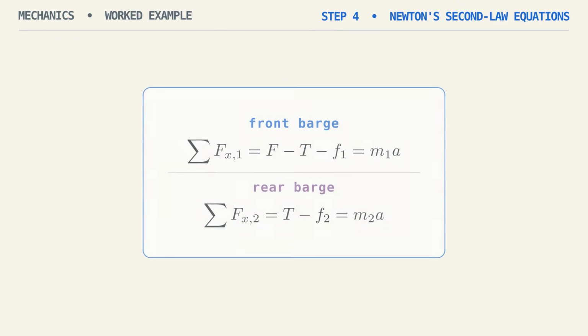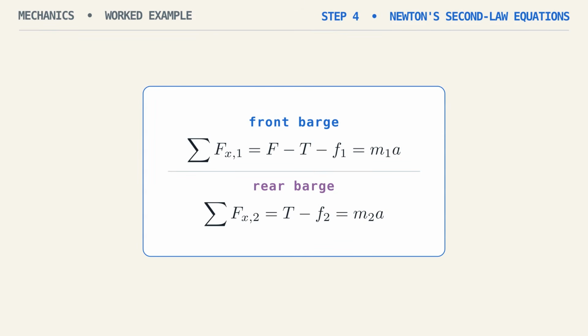For the front barge, read the horizontal forces from the diagram. The applied force points positive, while tension and water resistance point negative. Therefore, F minus T minus F1 equals M1A. For the rear barge, tension points positive and water resistance points negative. Thus, T minus F2 equals M2A. The applied force does not act directly on the rear barge. We now have two equations for the two unknowns, acceleration and tension.